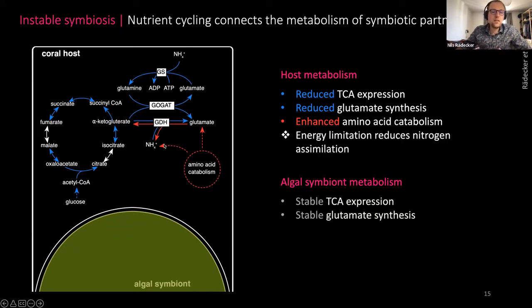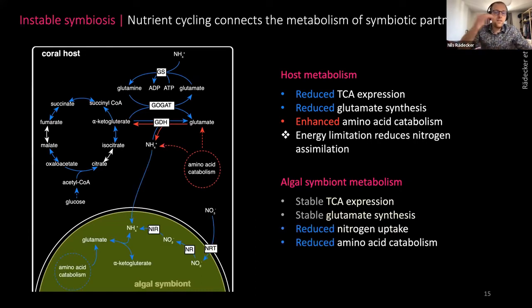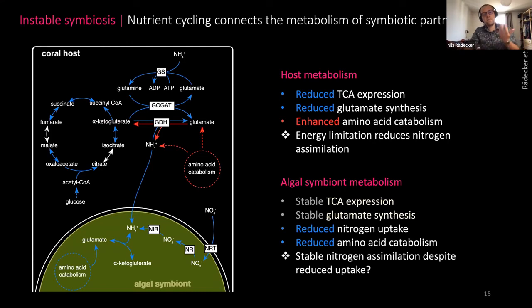On the alga side, on the other hand, what we see is no evidence of this energy limitation. We have no changes in TCA cycle or amino acid synthesis for that matter. However, what is interesting is that we have this stable amino acid synthesis despite clear reductions in anything related to nitrogen uptake, such as the uptake from the environment or the generation of nitrogen via catabolic activity. So the question is now, where is this nitrogen coming from if there's less investment into the uptake of this for the cell? And for that, we now need to look at the symbiotic nutrient cycling.